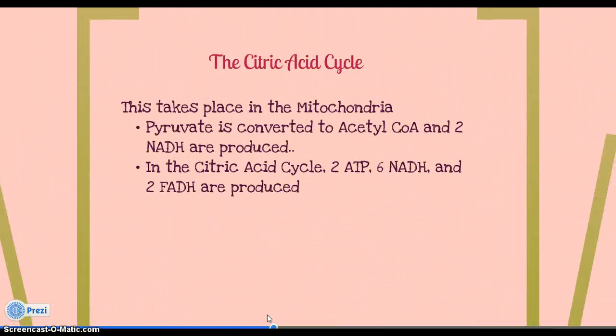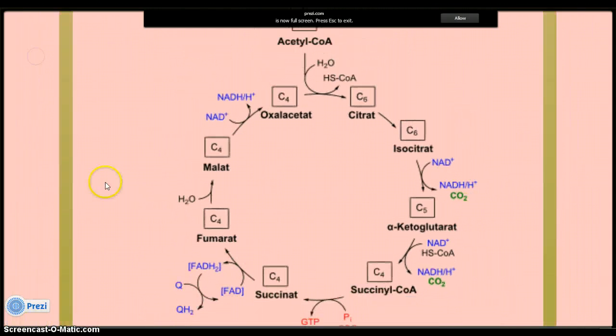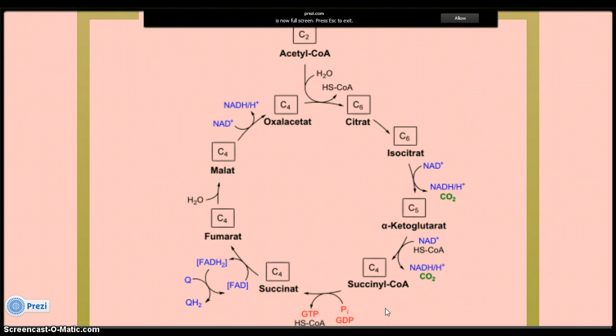The citric acid cycle is the next major step in cellular respiration. It takes place in the mitochondria, and pyruvate is converted into acetyl-CoA and 2 NADH are produced. In the citric acid cycle, 2 ATP, 6 NADH, and 2 FADH2 are produced. This is the citric acid cycle.